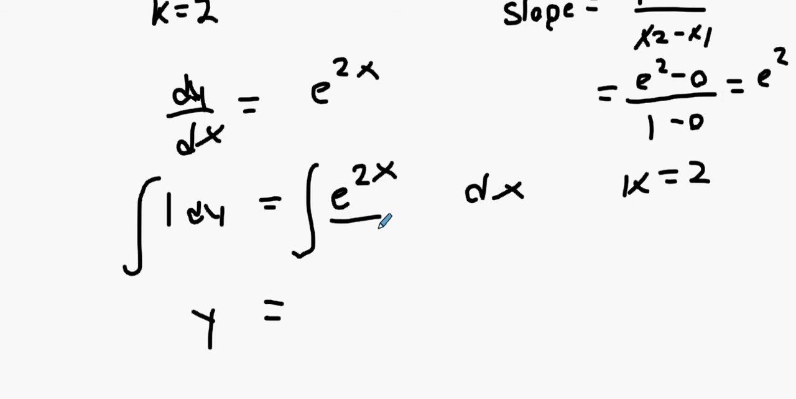Now what about this one here? e to the 2x, divided by the derivative of 2x, plus c. Now, we should be able to find the c value, shouldn't we? How do you find the c value?